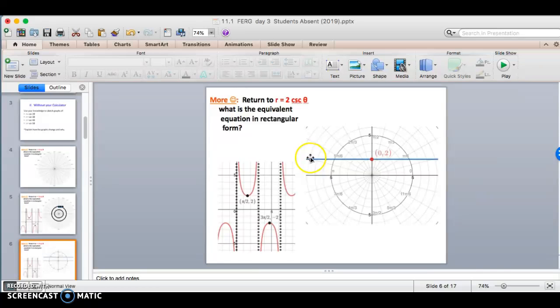Sometimes it's easier in rectangular form to draw something, but it's just as important to be able to go forwards and backwards from polar to rectangular.